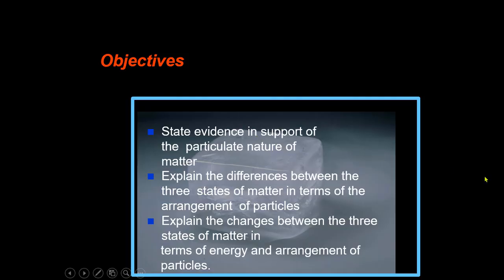So our objectives for today are to state the evidence in support of the particulate nature of matter, explain the differences between the three states of matter in terms of arrangement of particles, explain the changes between the three states of matter in terms of energy and arrangement of particles.